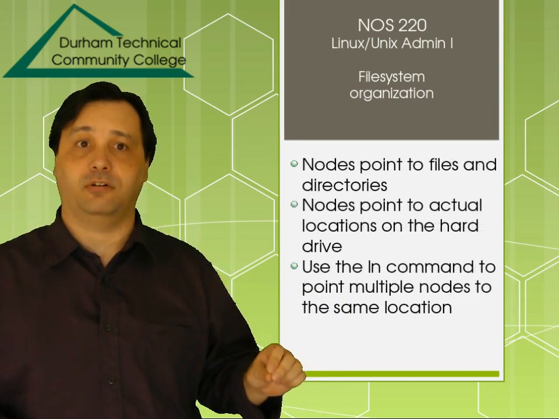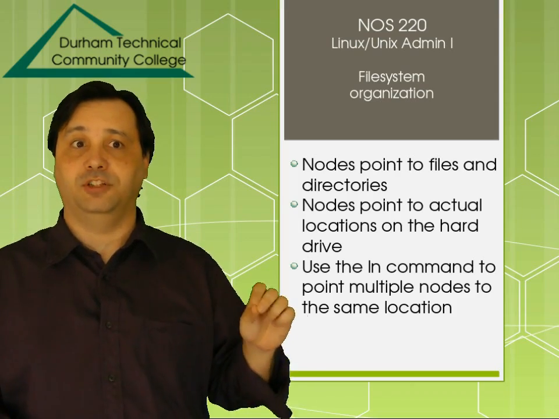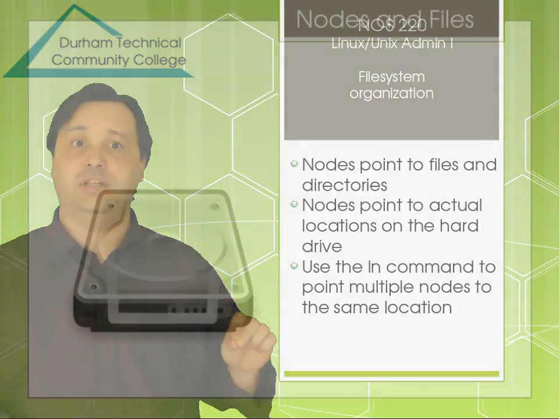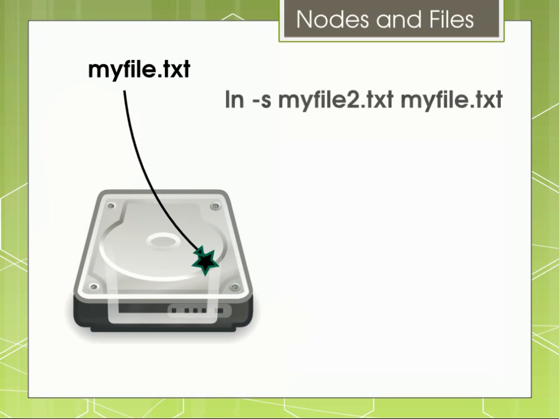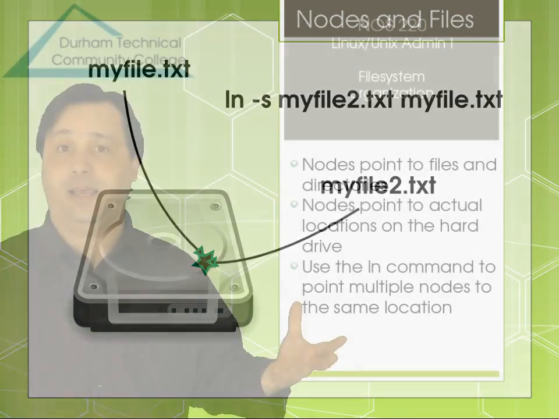Each file or directory represents a node, and each node is effectively a pointer to a location on the hard drive where the data is stored. Users can use the ln command to point multiple nodes to the same location, either indirectly using the symbolic link with ln -s, or directly with the plain ln command.